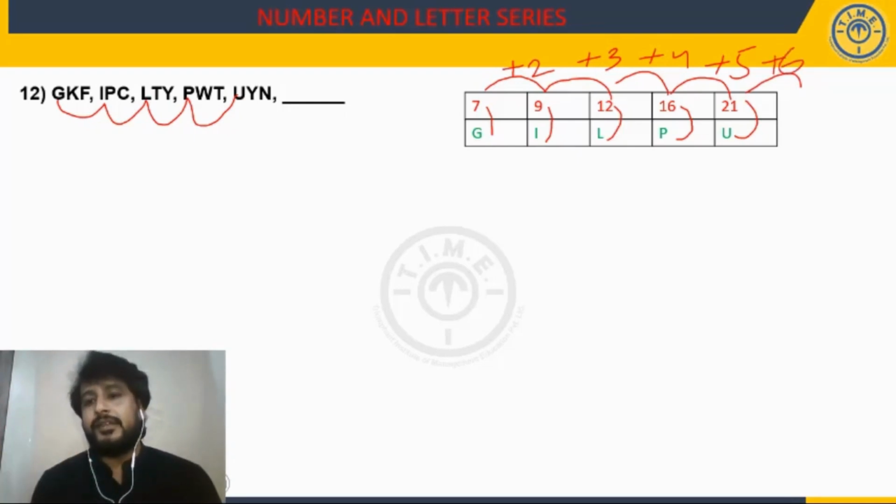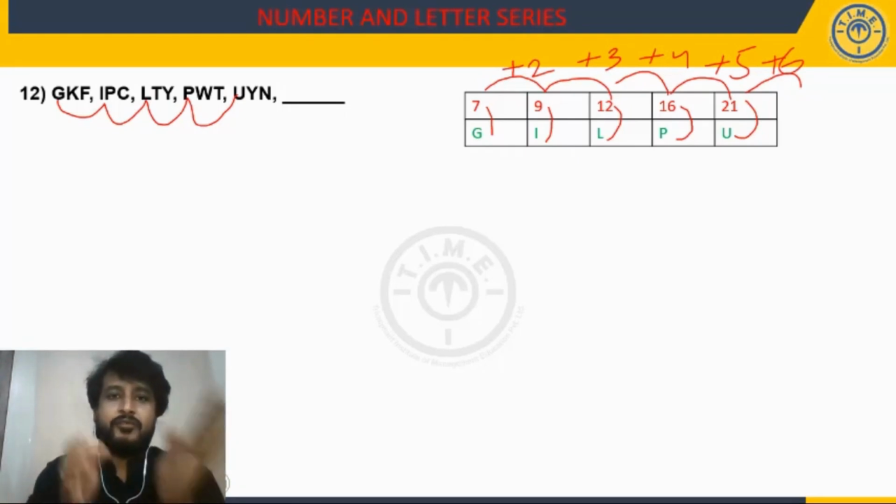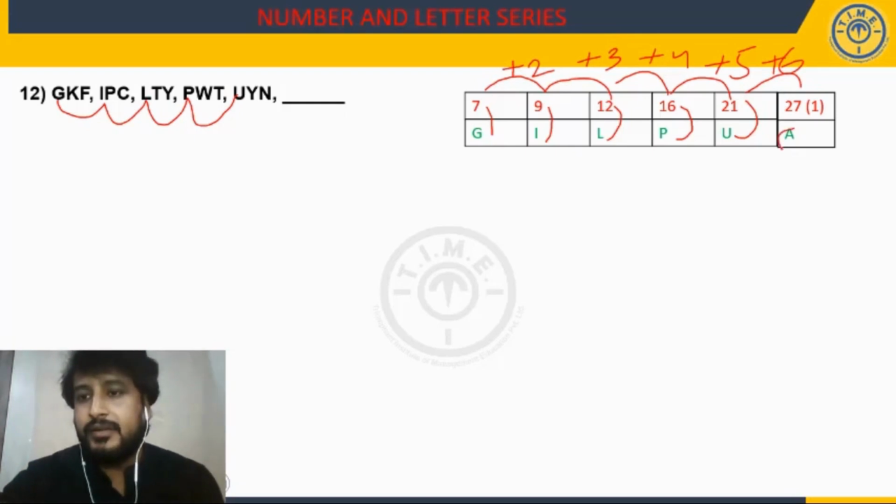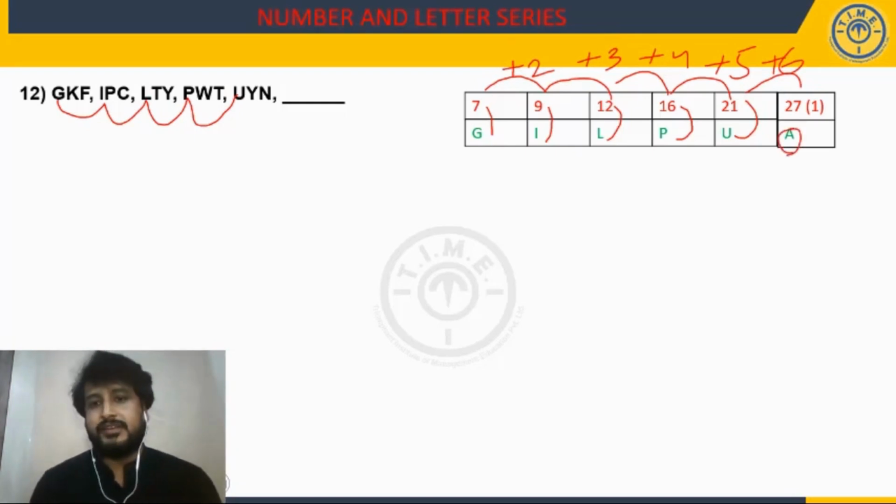Which letter has place value 27? We know the English alphabet contains 26 letters. Again after 26, what will the letter be? A. So the 27th letter is considered as A. Next will be 27, or the 1, and the required letter is A. So we got our first letter. Now, are you clear, right?